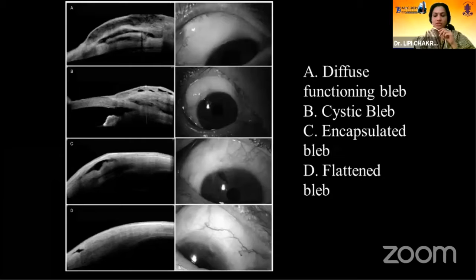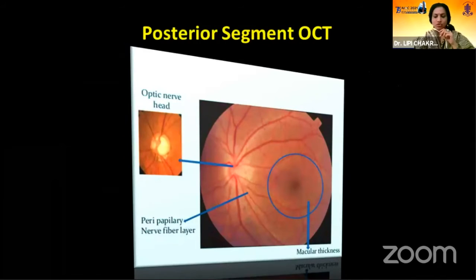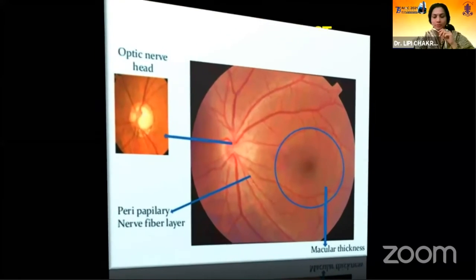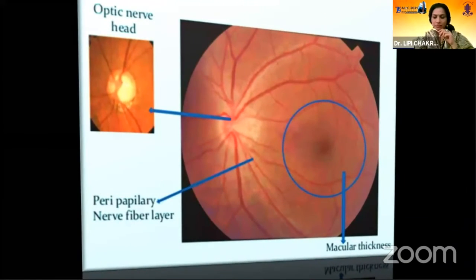Also, a rather recent use of OCT has been in morphology of the bleb, which helps to manage the impending bleb failure. Posterior segment OCT is the prime coverage of the presentation. ONH, peripapillary nerve fiber layer, or RNFL, and macular thickness are the three components used in glaucoma.